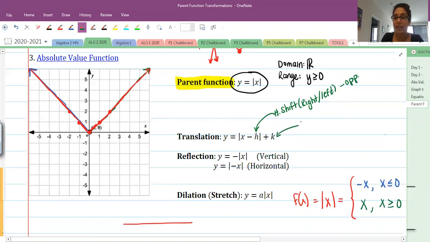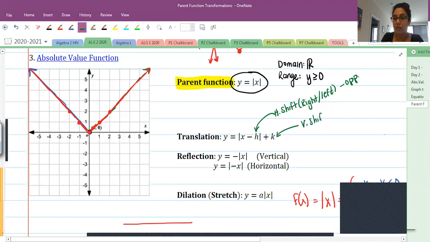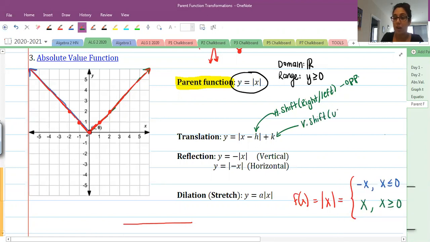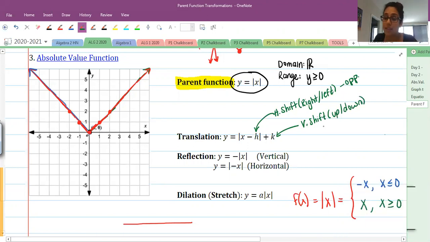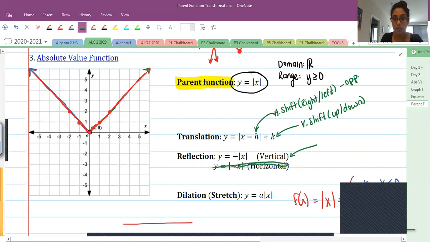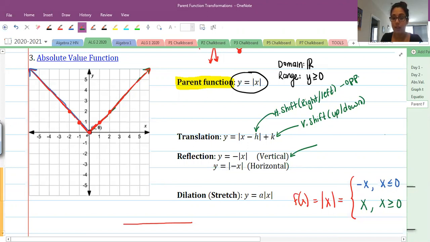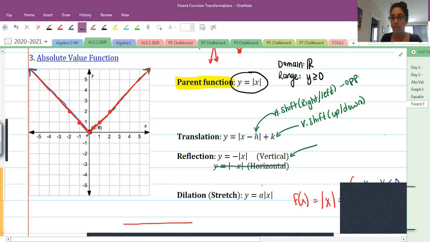This K is a vertical shift, meaning it's going to go up or down. This is going to do the thing that you think it's going to do. Plus 3 is up 3. -2 is down 2. This right here, again, we're not going to deal with right now. We're going to address that at a later time. You can write it down, but we're not going to discuss it in this video.